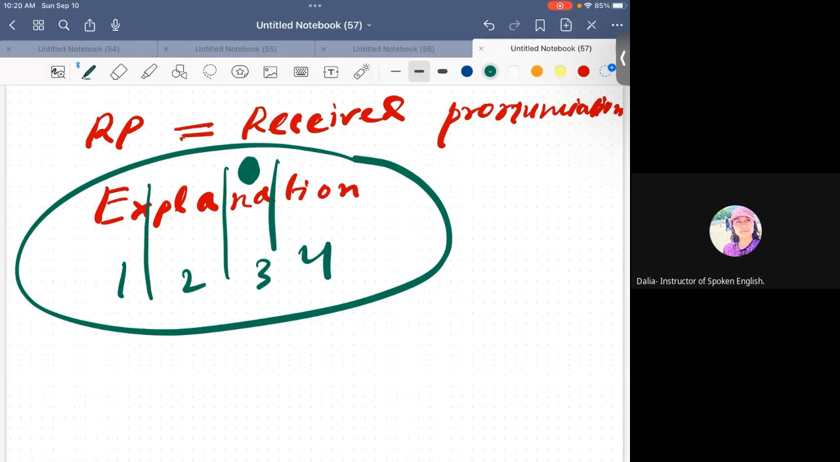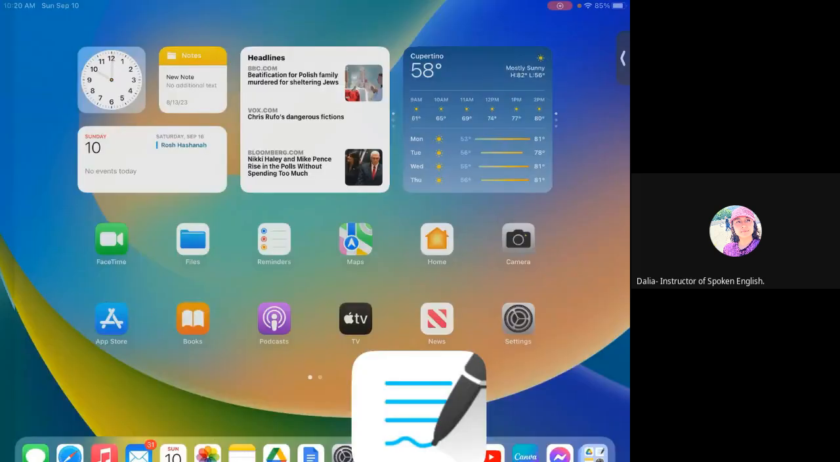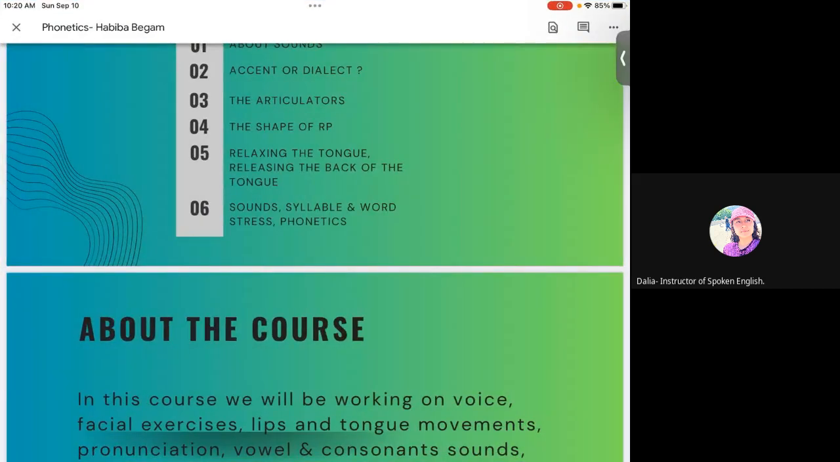When you are talking to a British speaker or American speaker, they use stress. That actually makes the words, sentences, your communication more impressive, more striking, and more mesmerizing. So it should be explanation. So this is all about stress. Sounds, syllable, and stress.